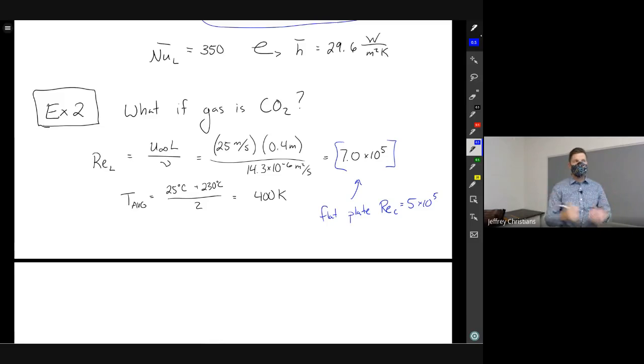Again, this is something that you have to look up. The critical Reynolds number for this specific flow is 5 times 10 to the 5. That means somewhere along the plate, we're going to be flipping from laminar flow below 5 times 10 to the 5 to turbulent flow at the end of the plate. So we have to find where on the plate that change happens, and then use two different models, one for the laminar region and one for the turbulent region.